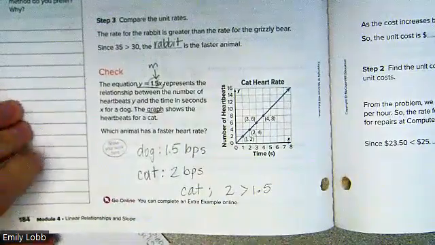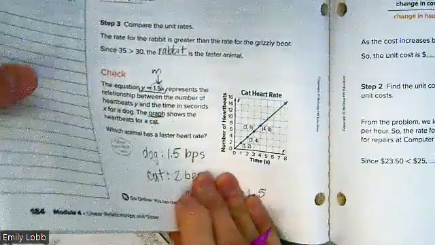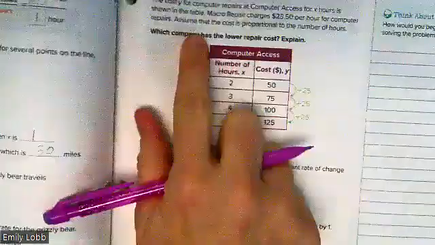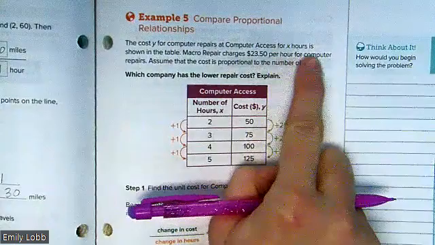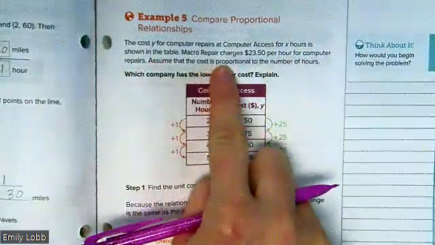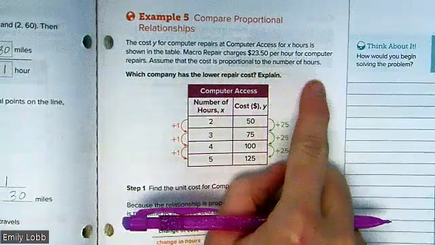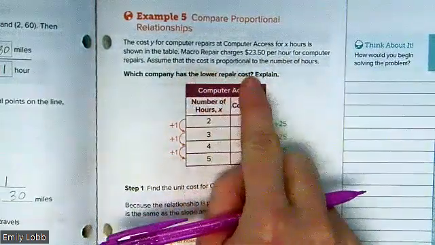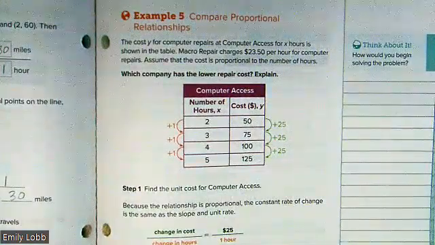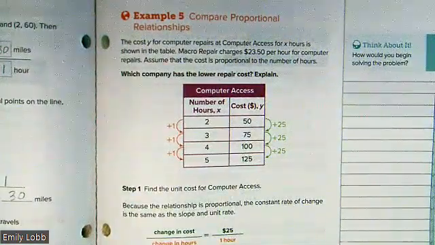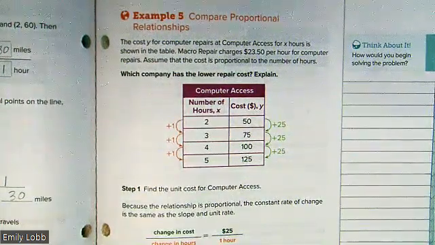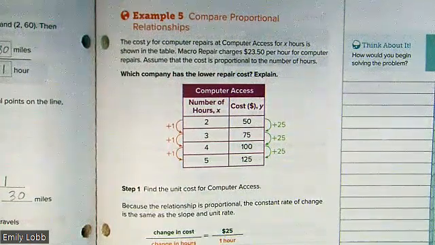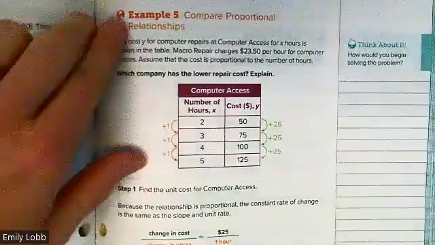Okay? So example 5 has us comparing proportional relationships. We're now on page 185. The cost y for computer repairs at Computer Access for x hours is shown in the table. Macro Repair charges $23.50 per hour for computer repairs. Assume that the cost is proportional to the number of hours. Which company has the lower repair cost? So here we have Computer Access, and this is Macro Repair.